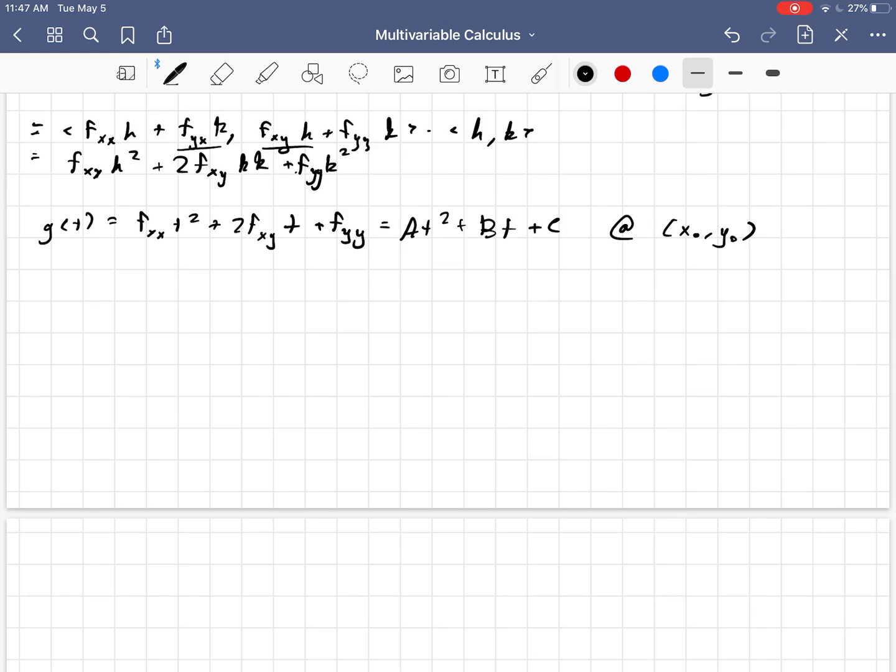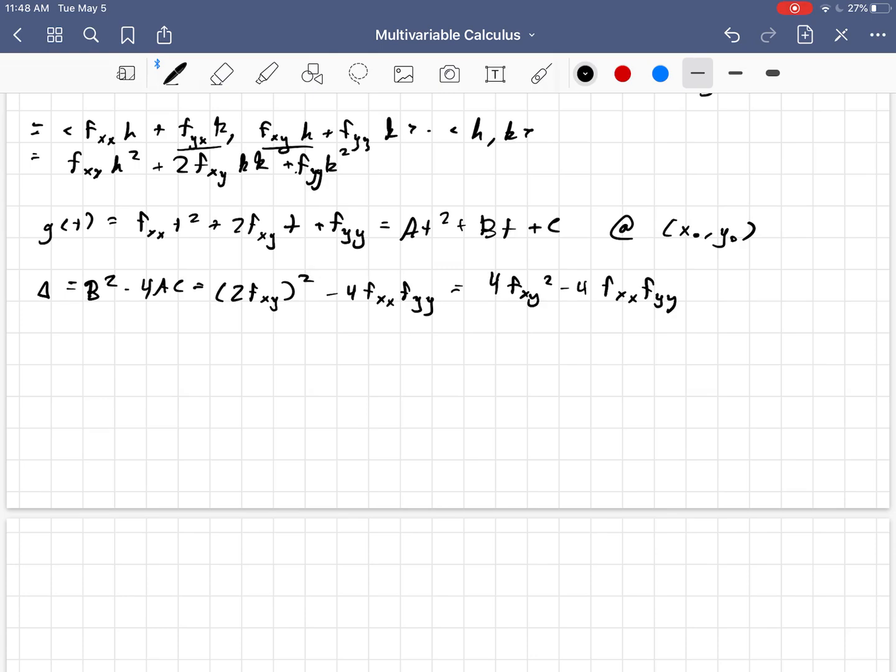Okay, so the discriminant of this pseudo-quadratic, if you will. In multivariable calc we usually call the discriminant delta. It's b squared minus 4ac, and so the discriminant will be 2 f sub xy squared minus 4 f sub xx f sub yy, and that turns out to be 4 f sub xy squared minus 4 f sub xx f sub yy.